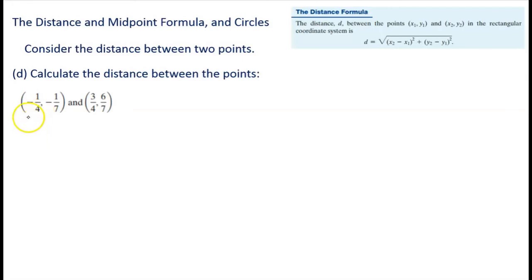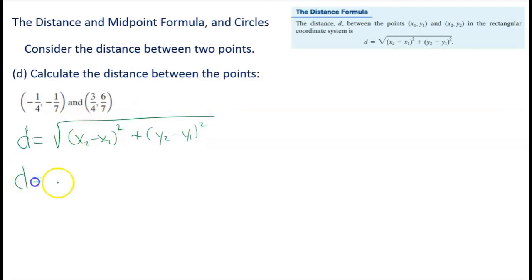So what do you want to do when you start the formula? Maybe just write it down. So D is equal to the square root of, subtract your x's squared plus subtract your y's squared, and all that's under a big square root. So there's my formula. Now I'm going to plug in.